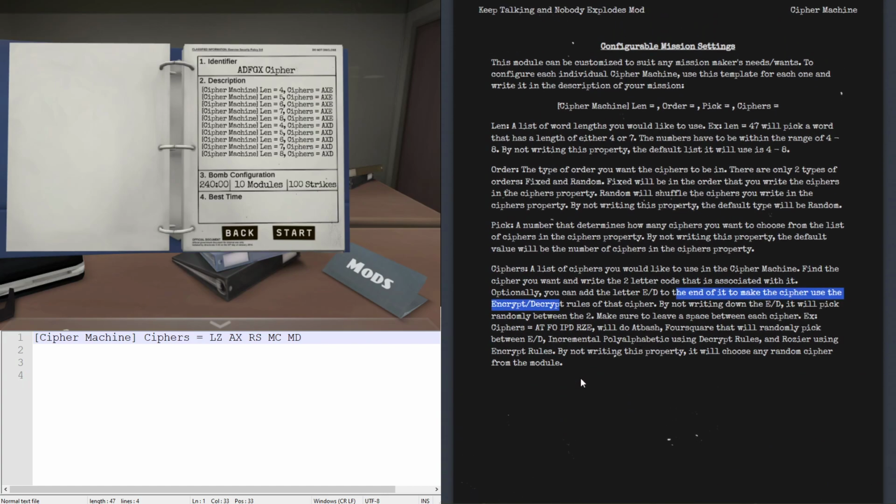So, the last thing about this, yes, by not writing this property, it will choose any random cipher from the module. And if you chose pick, such as if you do pick, and you can do like 50 ciphers, it'll randomly pick 50 ciphers out of the cipher list that it has. That is, if you don't supply it with one.